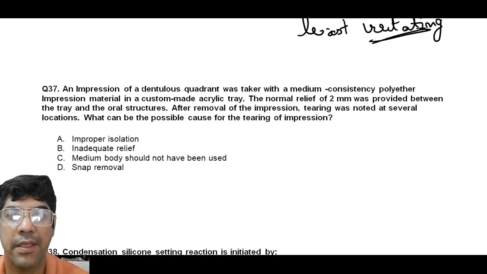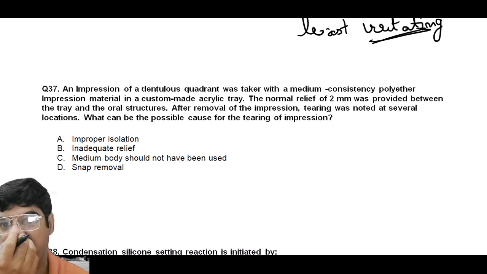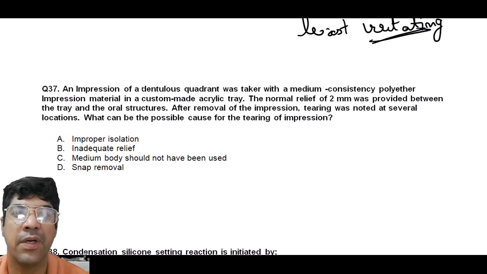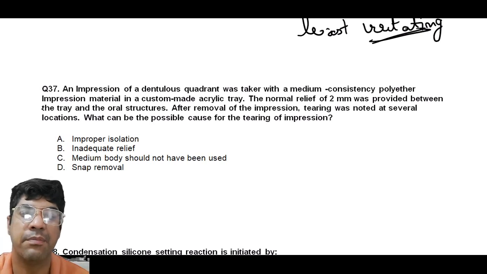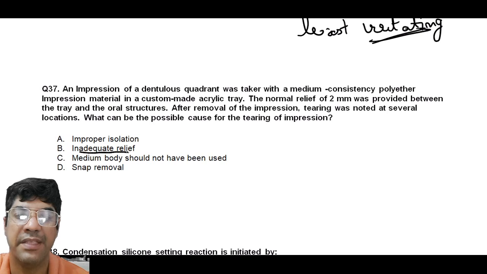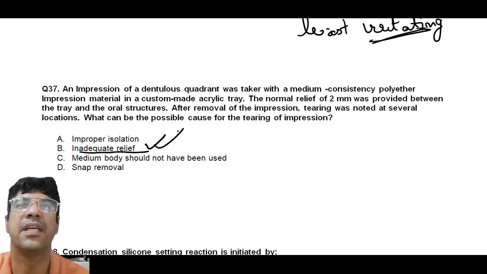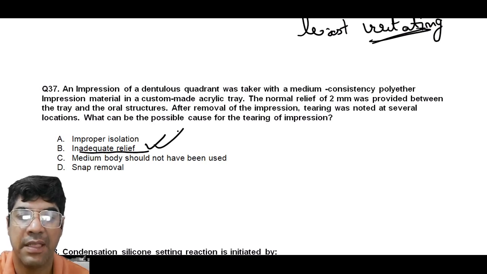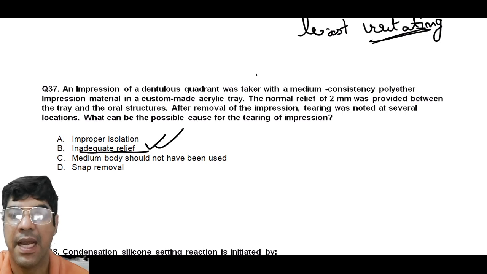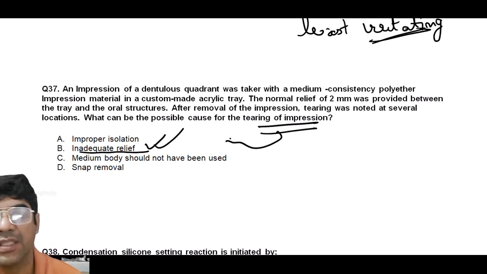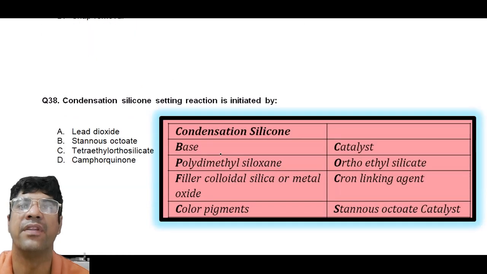Impression of a dentulous quadrant was taken with medium consistency polyether impression material. The normal relief of 2 mm was provided between the tray and oral structure. After removal, the tearing was noted at several locations. What could be the cause? The relief between the custom tray and the oral structure is typically provided to prevent such tearing. So due to inadequate relief, the impression material can become trapped and tear when the tray is removed from the oral structures. So that can lead to tearing of the impression.